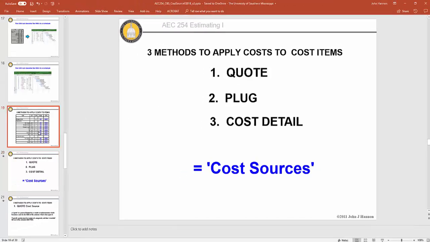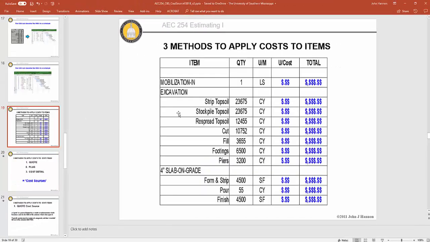So if I wanted to subcontract out the excavation in my estimate, I would take these cost items and their quantities, send them to Dan's dozer service, and ask him to give me a unit cost for each one of these. When he gives me the quote, I can plug it into my cost breakdown structure.